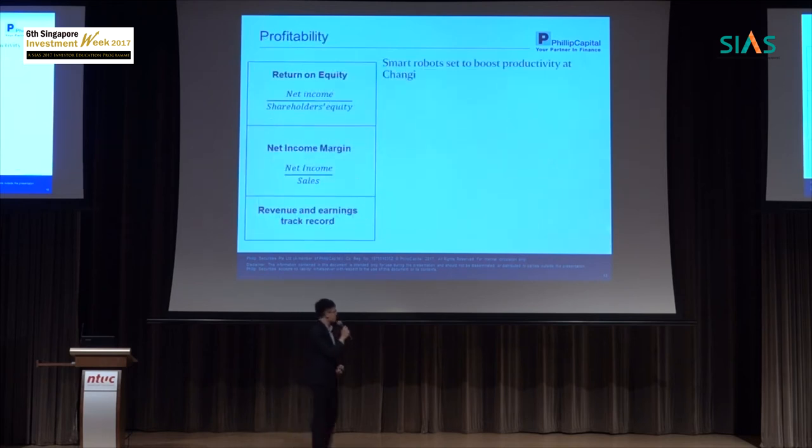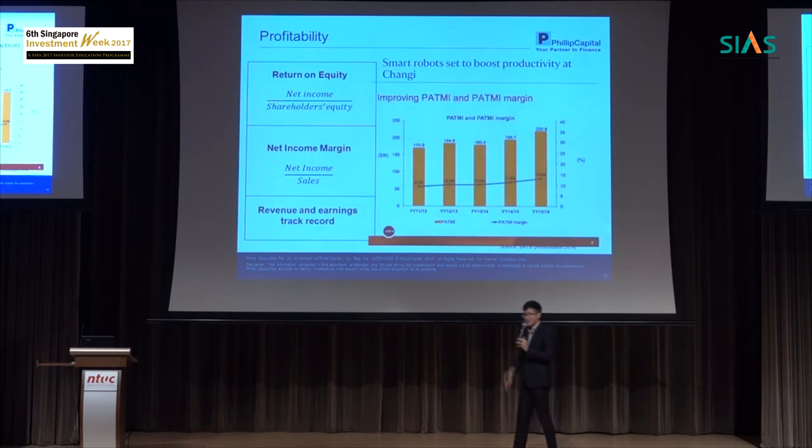Secondly, profits. Some ratios I look at: return on equity, which is the net income over shareholders' equity, net income margin, which is net income over sales, and then revenue and income track record.